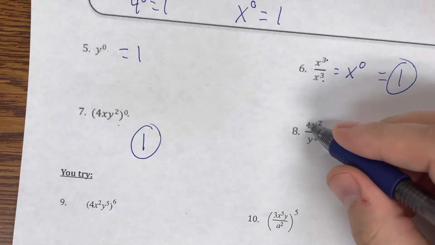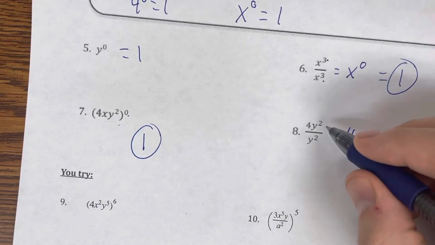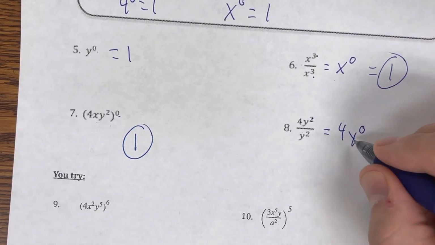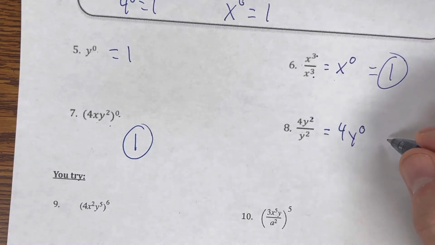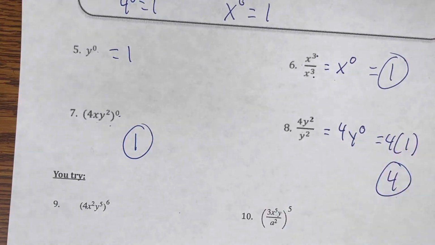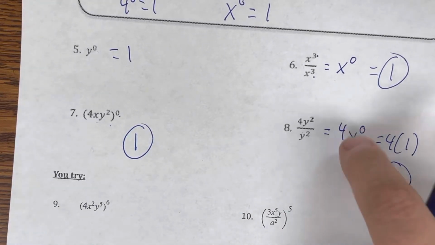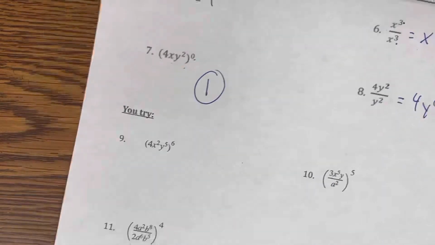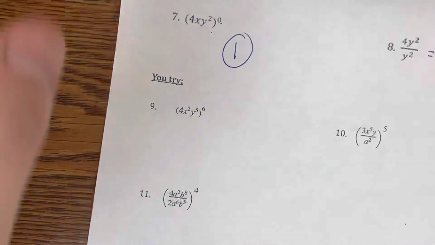Now with this one, 4 does have to stay. Y to the 2nd over y to the 2nd. 2 minus 2 is y to the 0. So y to the 0 is 1. So this is equal to 4 times 1, which is 4. That one was a little bit tricky because 4 isn't being raised to the 0. Only the y is, okay? All right, a couple you tries here, then come back and take a look, see how you did.